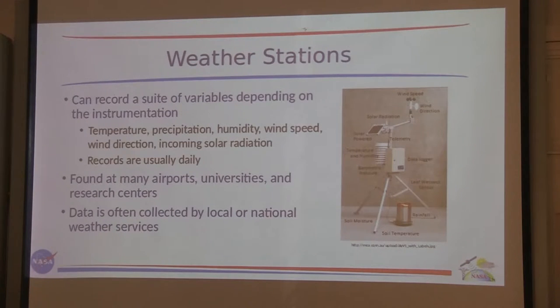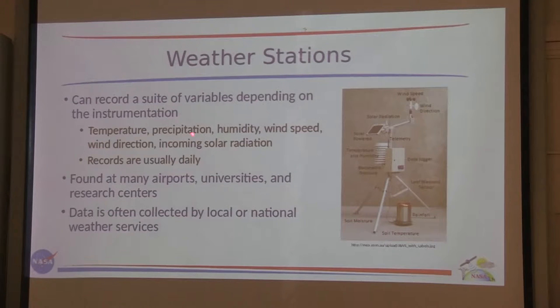What people generally think about when they think about data from weather is weather station data. Stations carry a lot of different instruments on them, and they can measure things like temperature, precipitation, humidity, wind speed, wind direction, and incoming solar radiation as well.